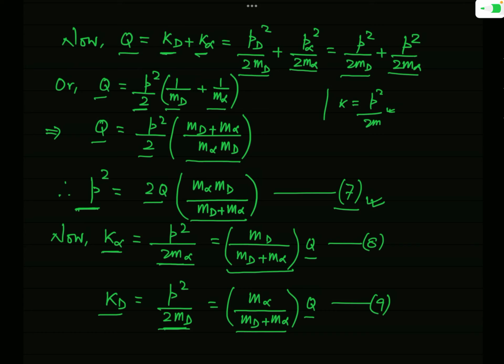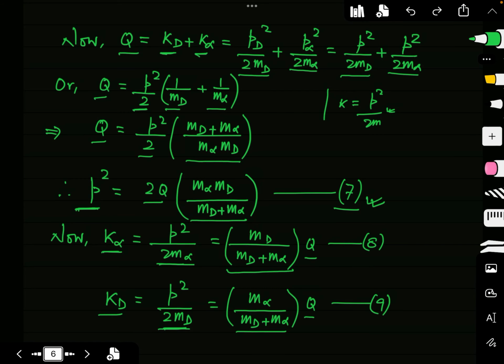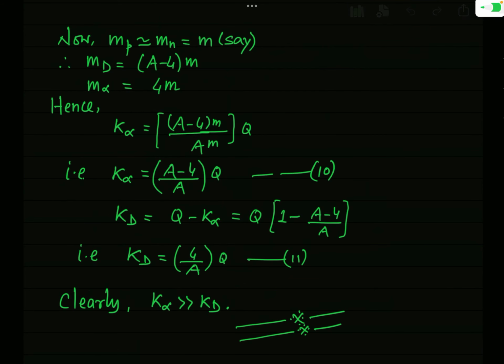Now you can express this kinetic energy in terms of mass number of the parent nucleus. You can express it. How? You know, in fact, mass of a neutron is slightly greater than mass of a proton.